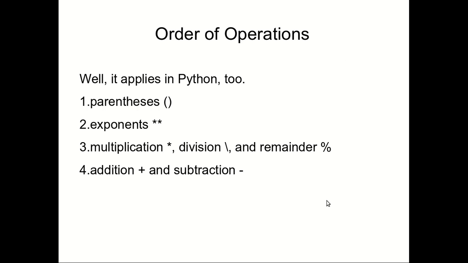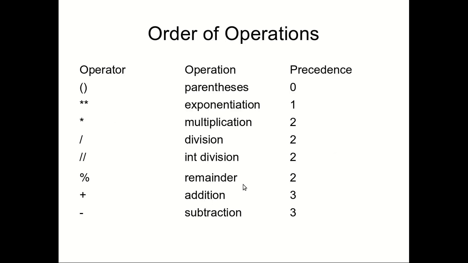The order of operations also applies in Python, in the order: first parentheses, then exponent, then multiplication, division, and remainder, all at the same level, and the lowest are plus and minus. This is the order of precedence. Parentheses are the highest, with the lowest number 0, exponent is 1, multiplication, division and modulus have precedence 2, and plus and minus 3.